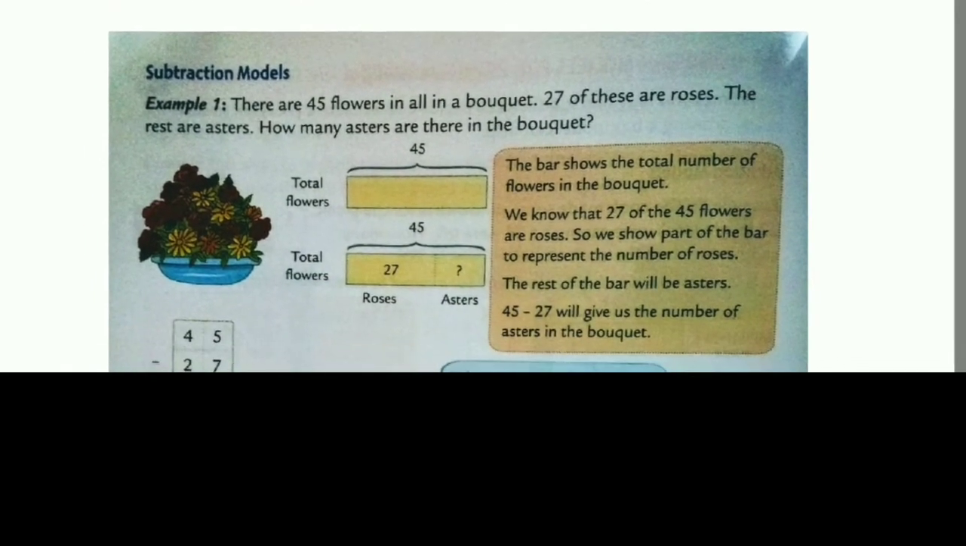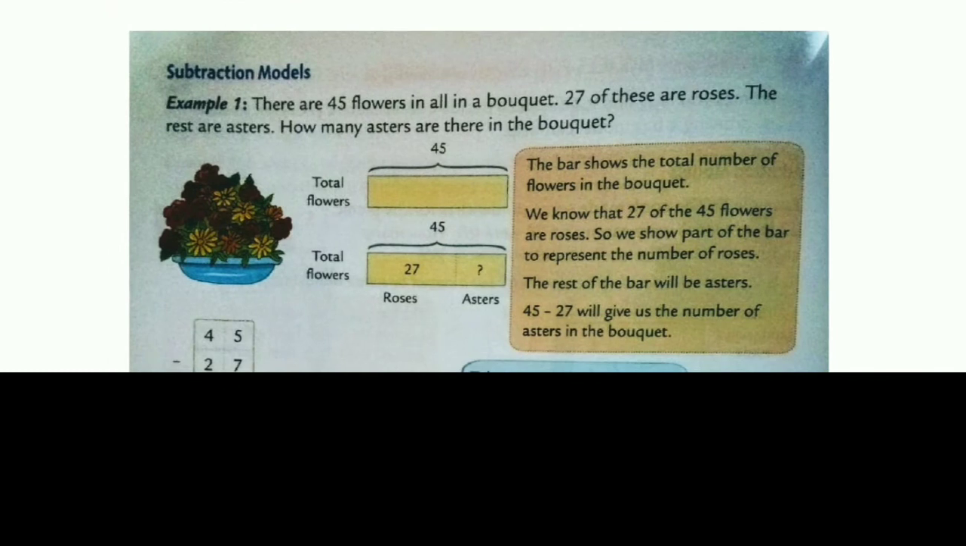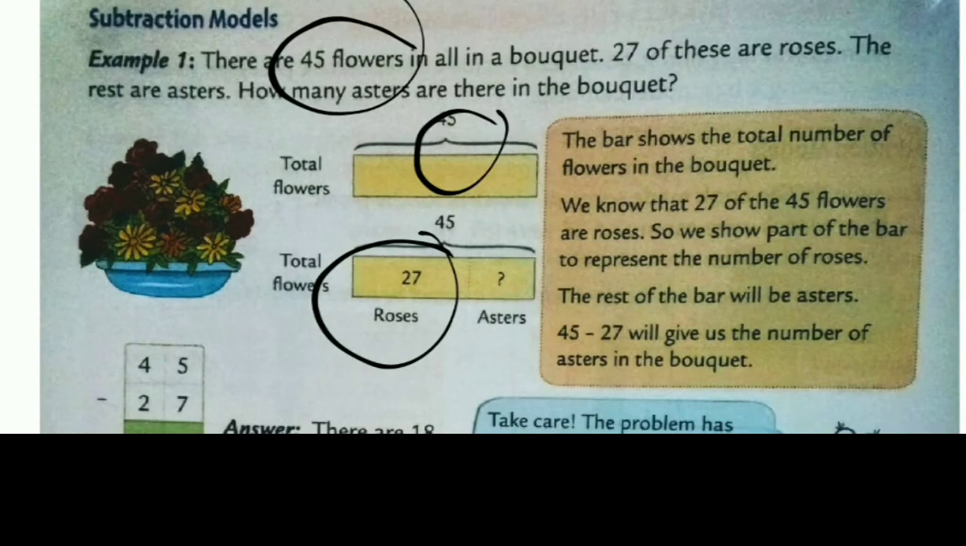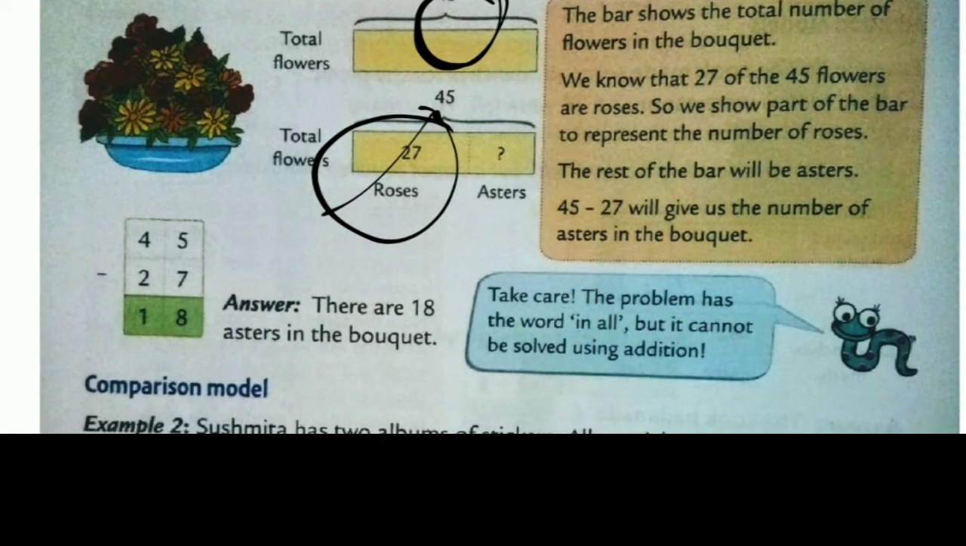Next, that is subtraction models. There are 45 flowers in all in the bouquet. 27 of these are roses. The rest are asters. How many asters are there in the bouquet? Clear? So total are 45 and these many are roses. It means the left are asters. So what we can do? This question is subtraction. So 45 minus 27 is 18.